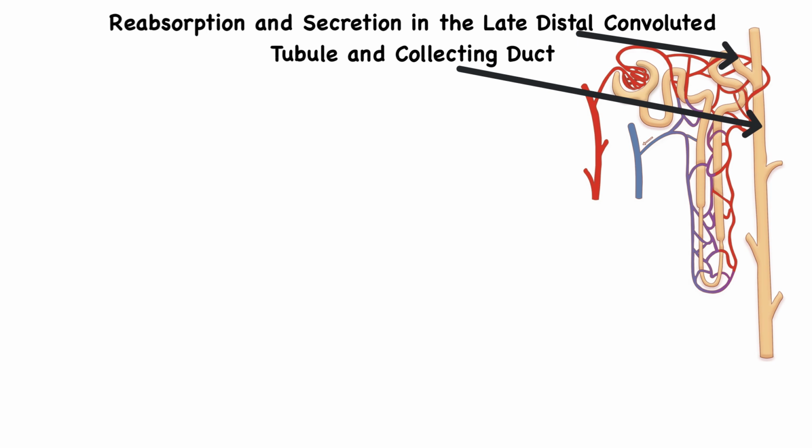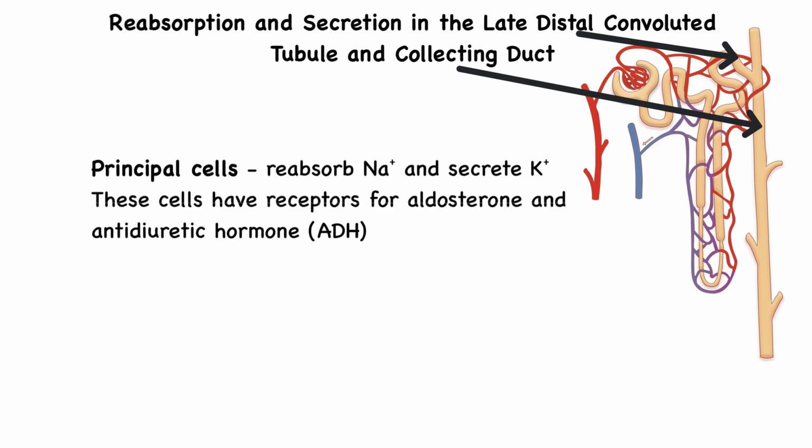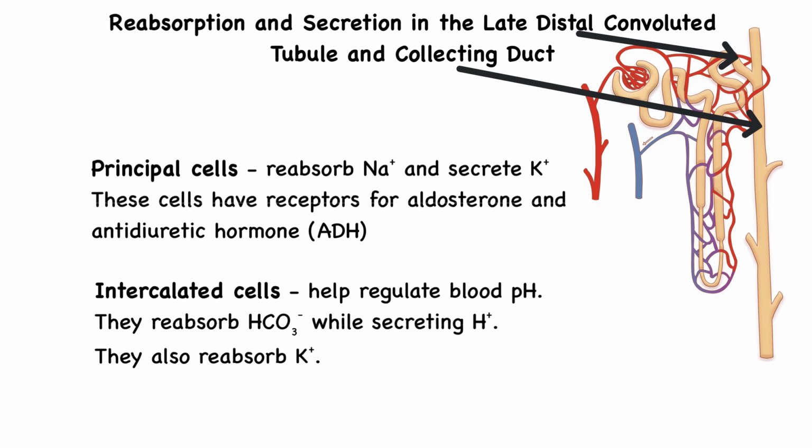Two key cell types play a role in this final regulation. The principal cells reabsorb sodium and secrete potassium. These cells also have receptors for the hormones aldosterone and antidiuretic hormone, which regulate sodium and water balance. The intercalated cells help regulate blood pH by reabsorbing bicarbonate and secreting hydrogen ions into the filtrate. These cells also reabsorb potassium.